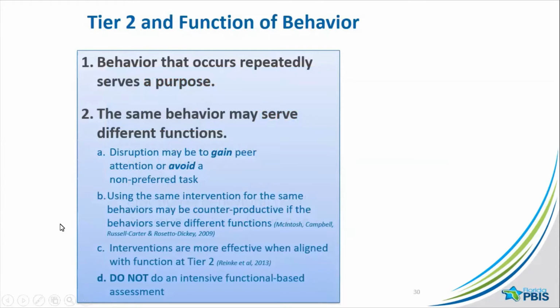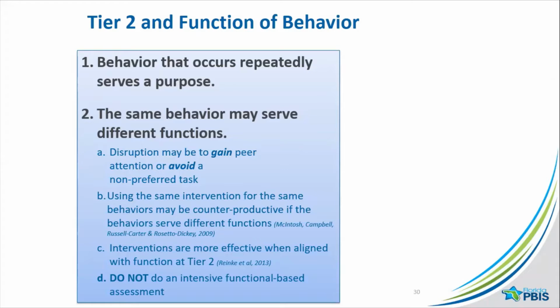So why do we look at function in tier 2? And like I said, with the standard protocol going really light in the amount of data, we shouldn't be collecting too much data, but looking for themes in the existing data that identified students. And we do that because we know interventions that are matched to function are going to be much more effective than those that don't consider function for behavior.